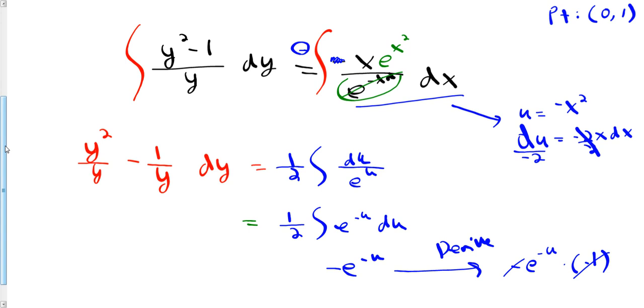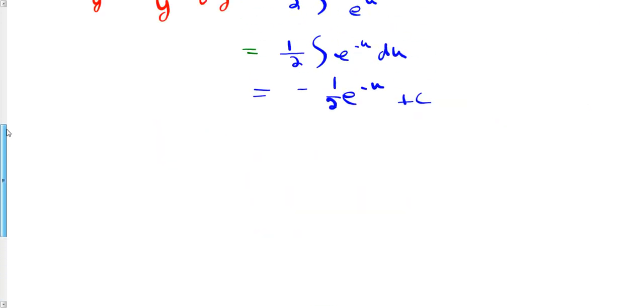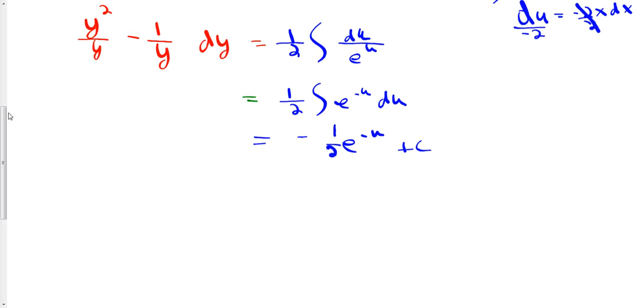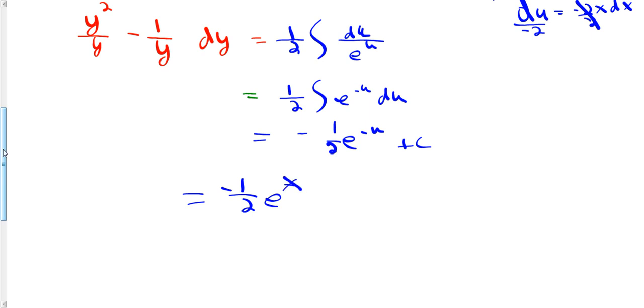We are thinking that this antiderivative is negative e to the negative u. So I'm going to leave it as this plus c, and that's going to equal our left side. We'll bring that left side back in a second. I'm just getting a little short on time here, so I'm trying to wrap it up. So I've got negative 1/2 e to the negative, what was u? u was negative x squared, so it's really just x squared plus c.